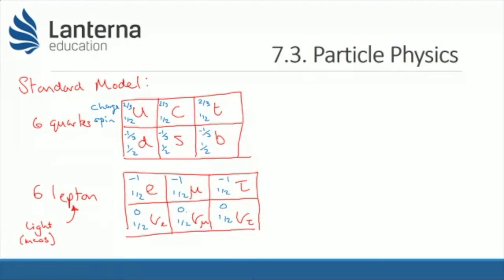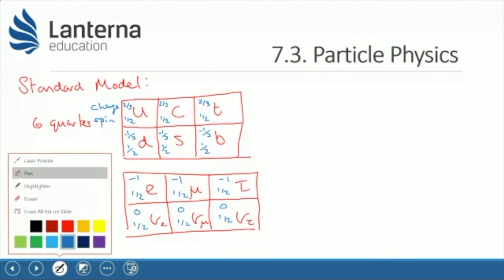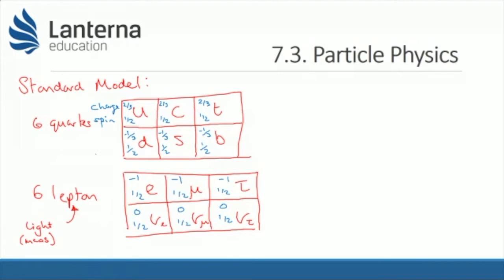Now, finally, just in terms of the particles, each of these has an antiparticle. So we have 12 particles, and we've got 12 antiparticles, which have the same mass, but opposite charge, and opposite spin. But like I said, the spin doesn't really take too much place in the physics part of the syllabus.